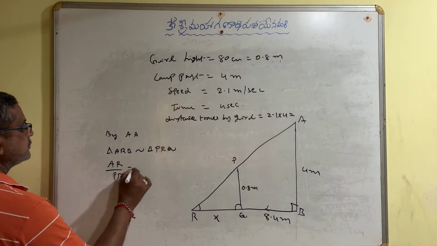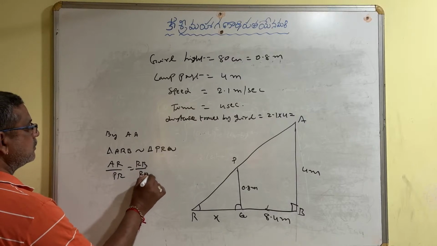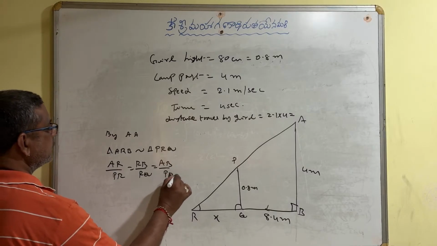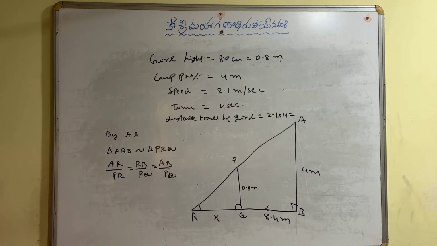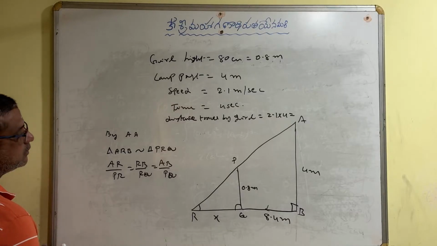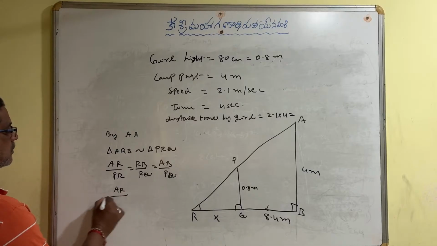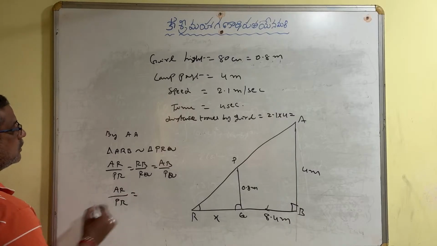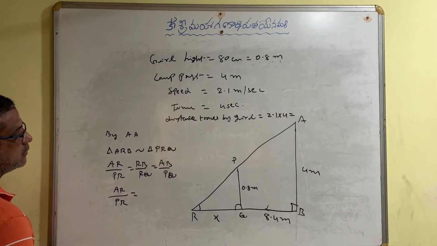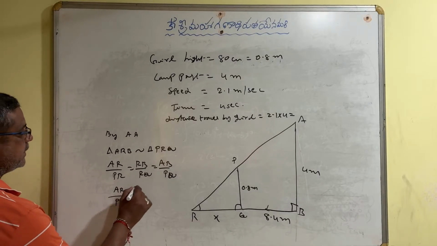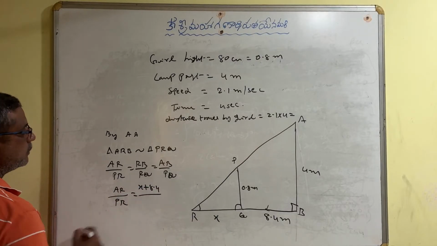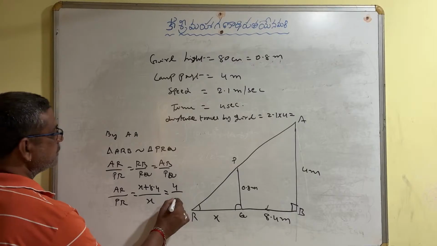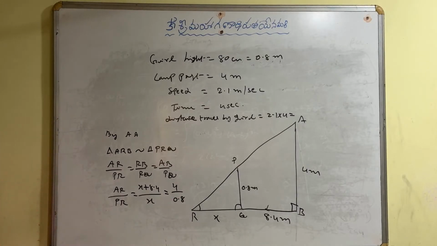AR by PR is equal to RB by RQ is equal to AB by PQ, sorry, AB by PQ. Now insert the values. AR, we don't know. PR, that also we don't know. RB is X plus 8.4, RQ is X. AB is 4 and this is 0.8. Find out X, children.